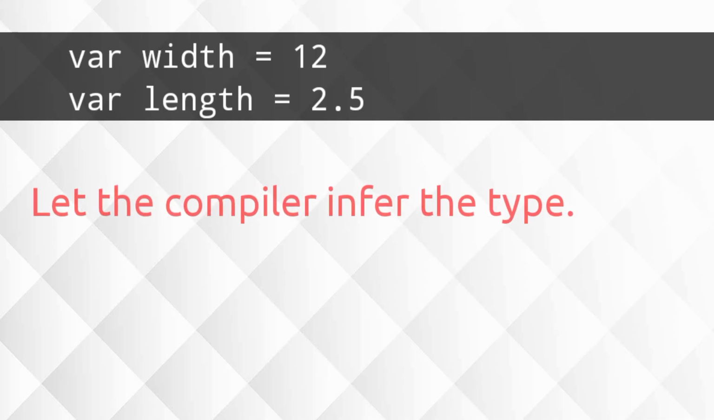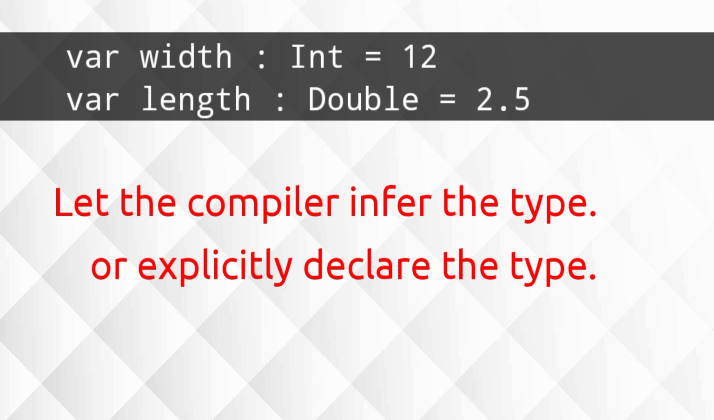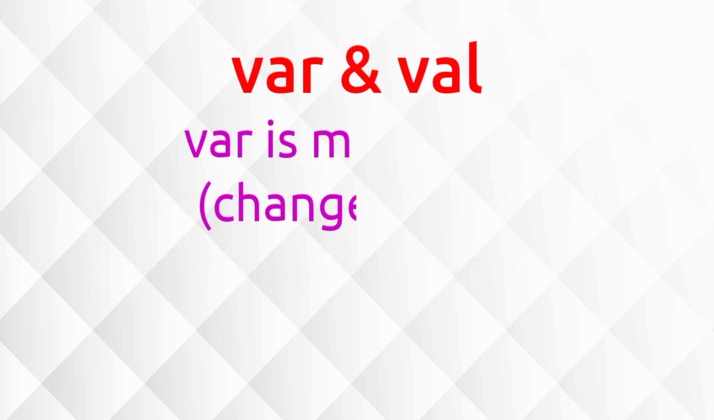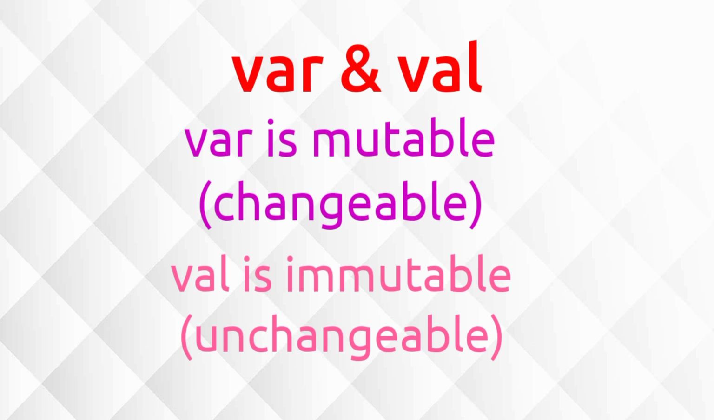Kotlin has powerful type inference. You can let the compiler infer the type or explicitly declare the type if needed. Var is mutable and val is immutable, like constants in Java. Once assigned, it cannot be changed.